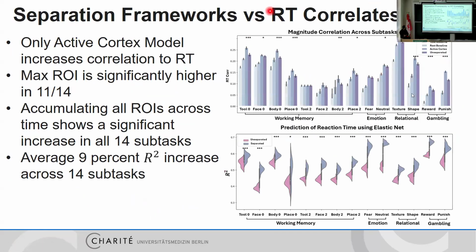So here on the top, we have the results of the max ROI correlation for the big frameworks: the task baseline, the rest baseline, the active cortex, and also the unseparated case. The active cortex is the only one that does better than the unseparated, and it's significant in 11 of the 14 tasks. And if you accumulate all of the activity across all ROIs, you get our elastic net prediction, where you see an R-squared increase of roughly 10% across the 14 subtasks. So the active cortex is much better at localizing task-specific activity.